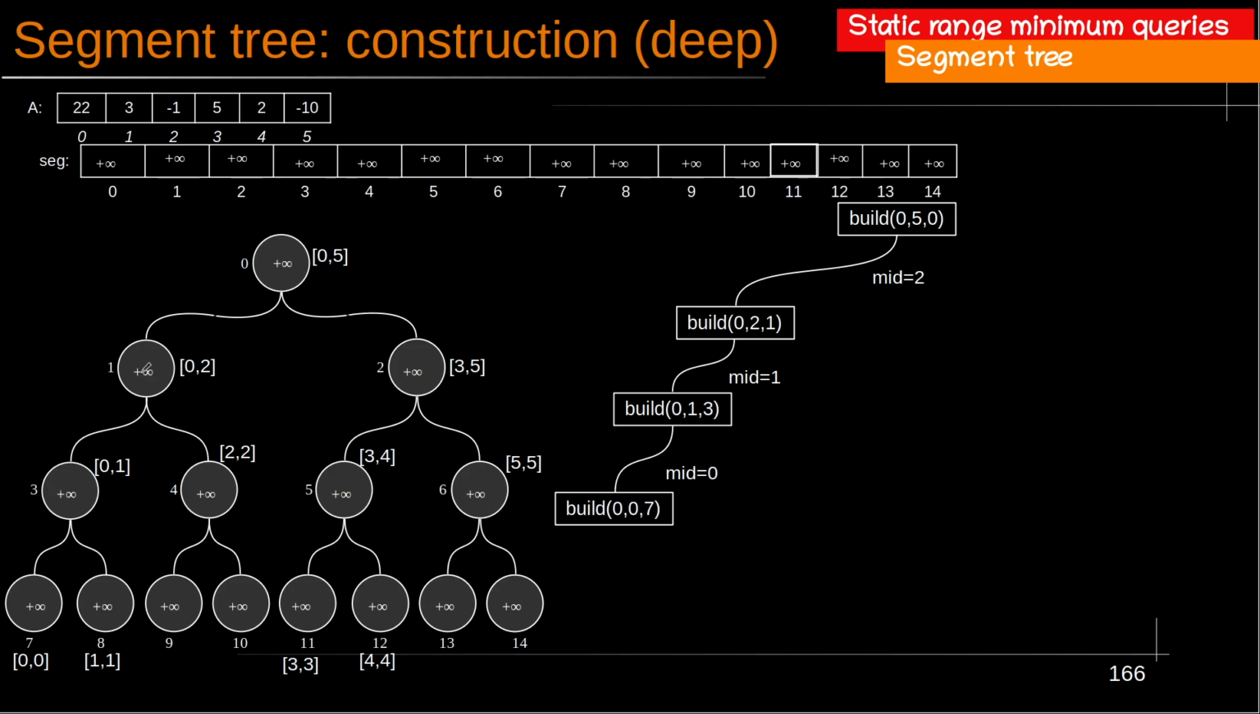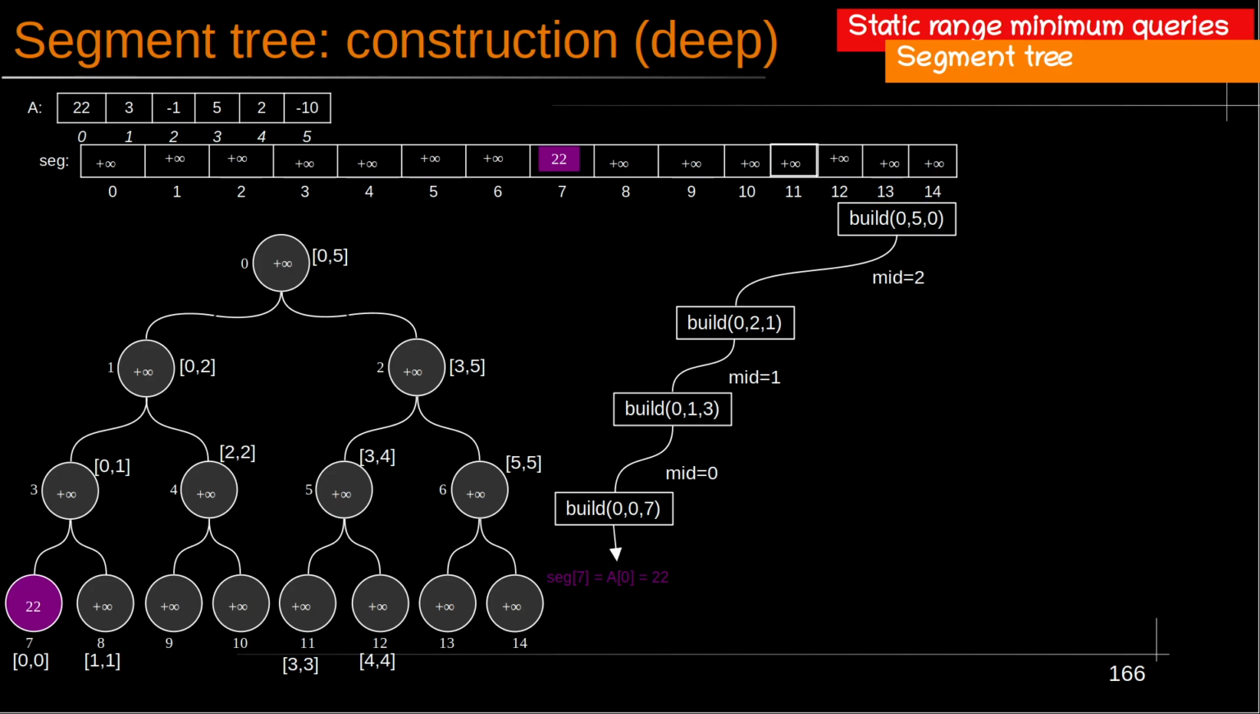So the middle is 0 here. So we reach a leaf from 0 to 0. We will put it at index 7 on the segment tree. So we can compute this. Segment tree at position 7 is equal to the element at position 0 of the original array, which is 22. So we update the segment tree at position 7 with 22.